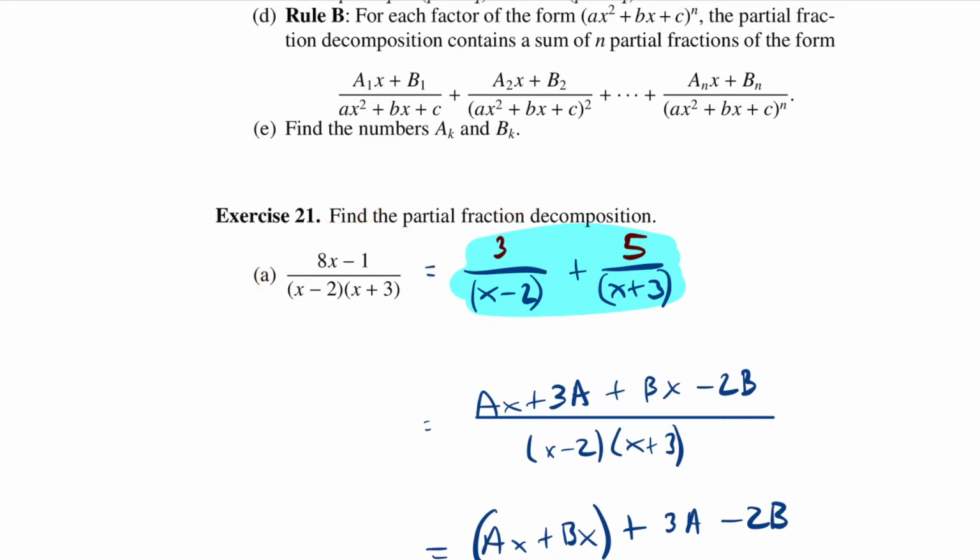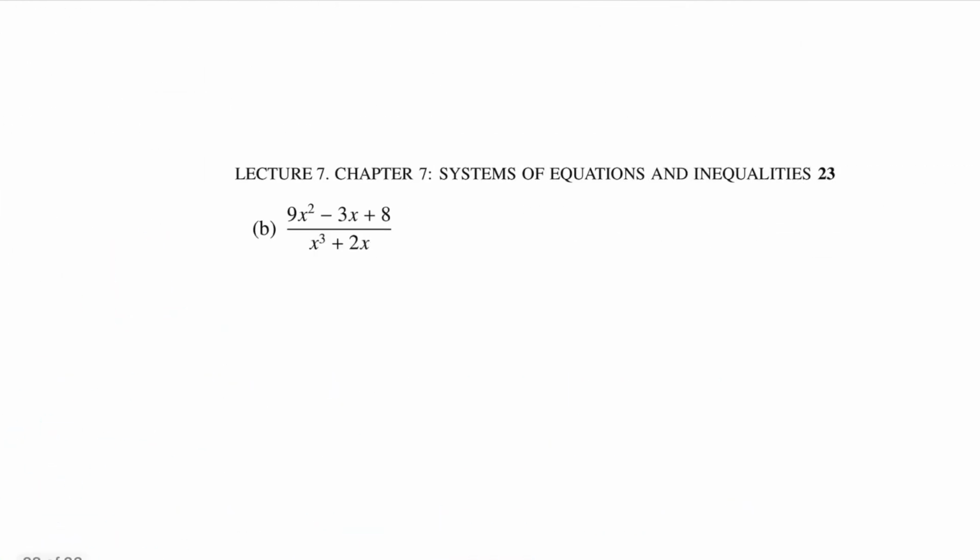Let's try another example. Okay, for this example, we do need to factor the denominator first. You never want to factor the numerator. The numerator is just going to stay the same. The denominator will be x squared plus 2 on the inside and x on the outside.